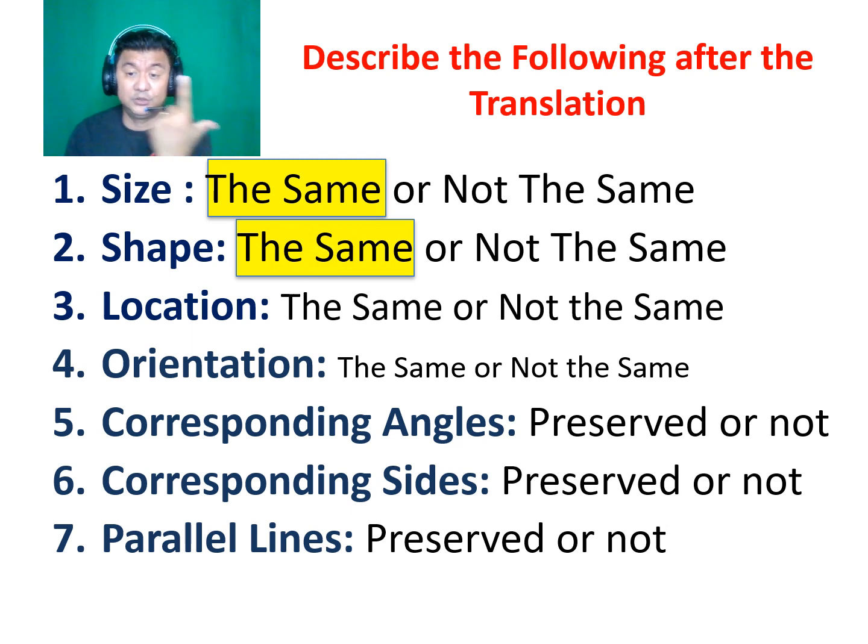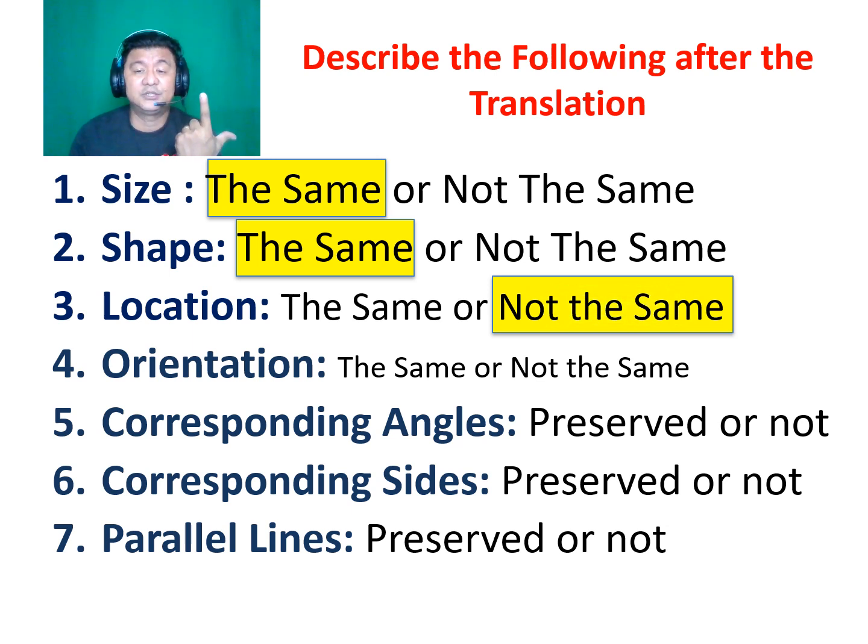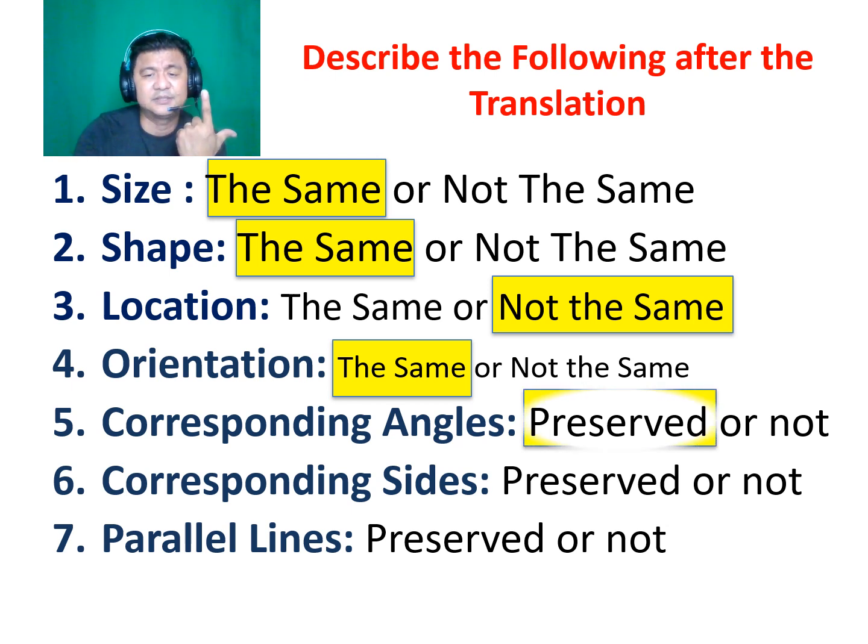How about the location? This is obvious. It went to another location, so not the same. How about the orientation? Think of it this way: orientation means there is no flipping. Was there flipping? No, it's still an L. This point is still facing that side wherever I go. So again, the orientation is the same. Now, how about the angles? Were the angles preserved? Did the 90-degree corner become a 60-degree corner on the other side? No, if it's a 90, it's still a 90, preserved.